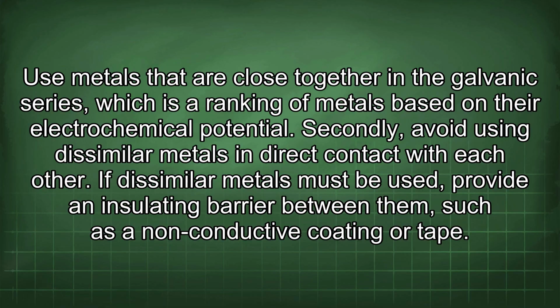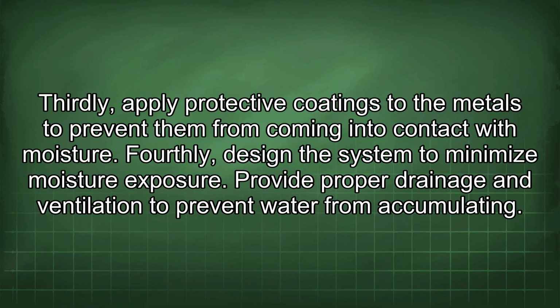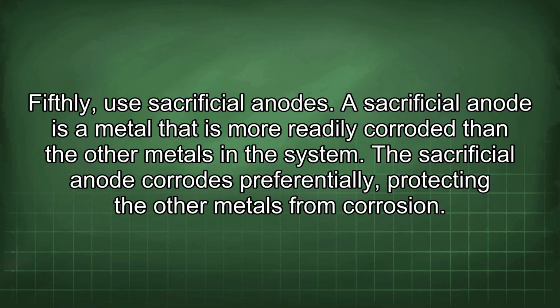If dissimilar metals must be used, provide an insulating barrier between them, such as a non-conductive coating or tape. Thirdly, apply protective coatings to the metals to prevent them from coming into contact with moisture. Fourthly, design the system to minimize moisture exposure. Provide proper drainage and ventilation to prevent water from accumulating. Fifthly, use sacrificial anodes. A sacrificial anode is a metal that is more readily corroded than the other metals in the system. The sacrificial anode corrodes preferentially, protecting the other metals from corrosion.